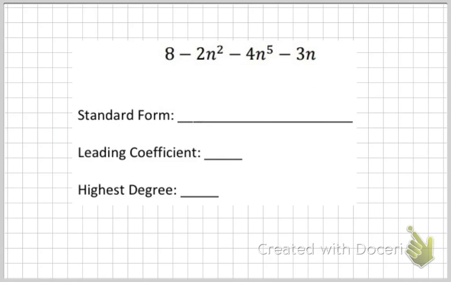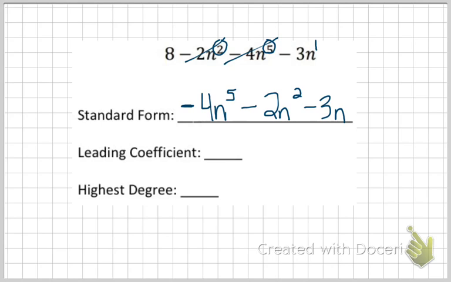Next example. 8 minus 2n squared minus 4n to the 5th minus 3n. So we look at all the exponents. This has a power of 1. And we decide, okay, what's the highest power? 5. So that term, 4n to the 5th, now don't forget the 4 has a minus, so it has to be included. There's no 4th power, there's no 3rd power, we move on to the 2nd power. So then this term moves after 2n squared. Then we have power of 1 to the next term, and then finally 8 again is our constant.